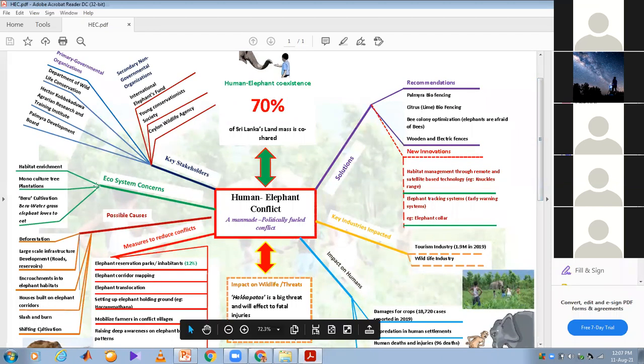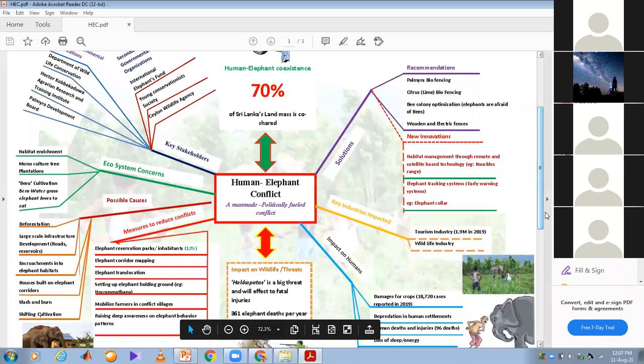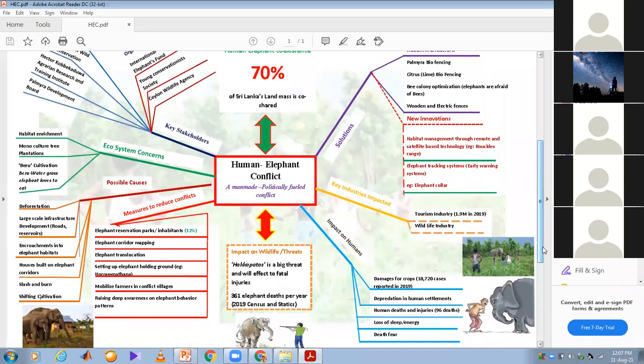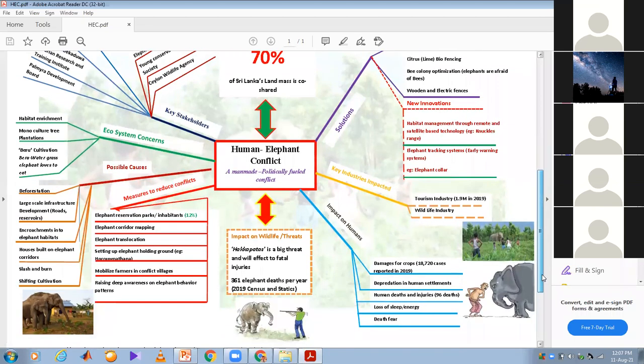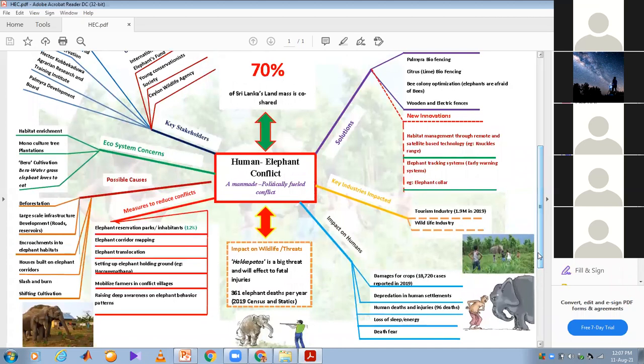These are the ecosystem concerns. You can propose habitat enrichment and monoculture tree plantations. And these are the possible causes: deforestation, like you said, and large scale infrastructure development. Someone has said buildings, making new buildings and other infrastructure in sanctuaries. Encroachments into the elephant habitats, houses built on elephant corridors, and shifting cultivation. Likewise, you can propose many causes as well as solutions. This is what you call a mind map, and you need to include all these details in it.